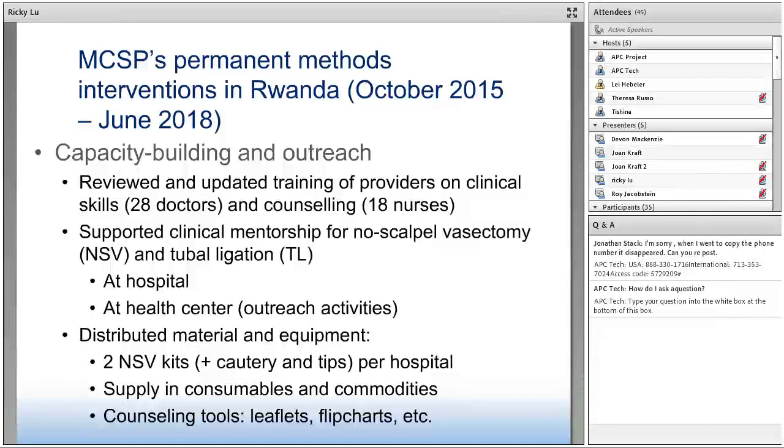And I think one aspect of lessons learned in terms of programming is to ensure that once the program ends, there is a mechanism to transition between projects to programs and sustain the investment that has been made in permanent methods, particularly vasectomy. Of course, we also printed counseling tools such as leaflets and flip charts, to make sure that the work of the community health workers actually goes on.